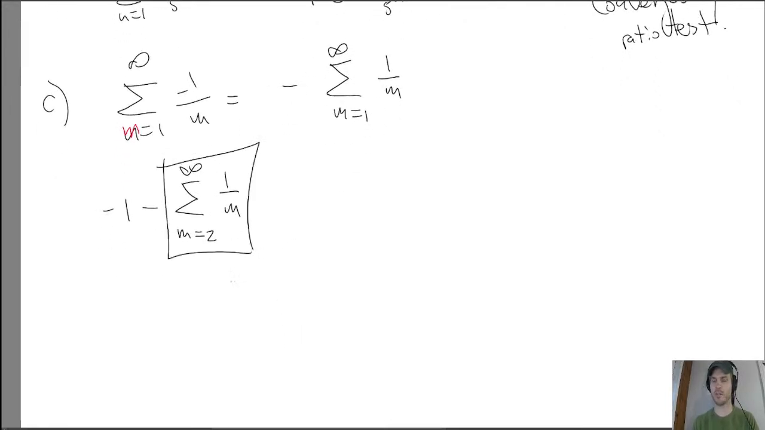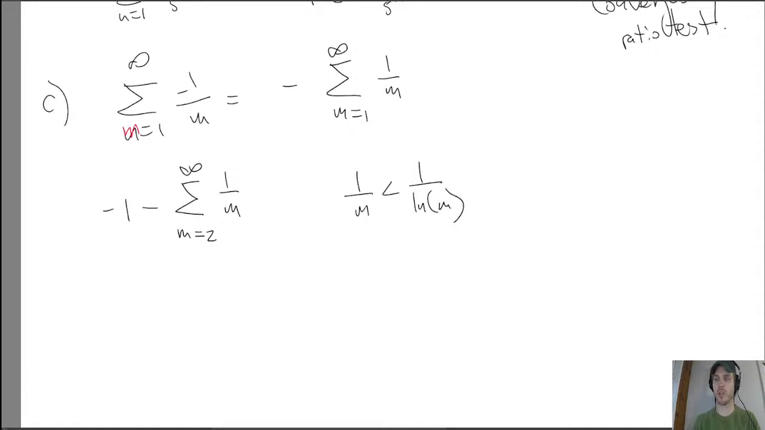So we need to show that this converges. So I dropped a term, and then now I have it indexed starting at 2. And what I'm going to say is that 1 over m is less than 1 over the natural log of m for... Oh no, that's not true. Yes, that is true. Okay.